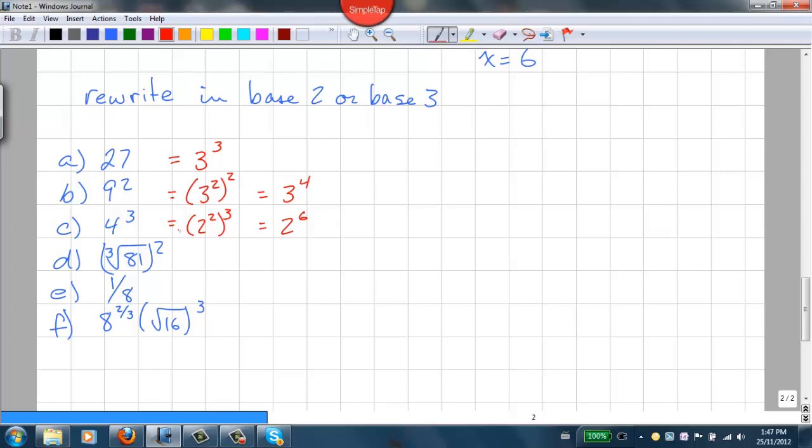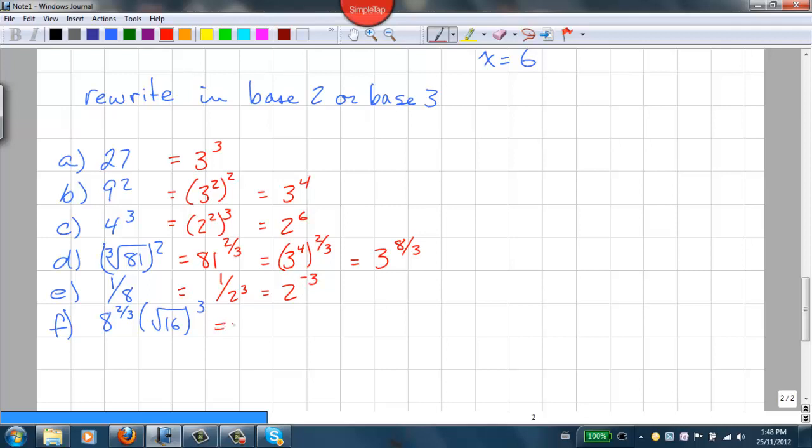The cube root of 81 squared. Well, there's a few exponent laws that we have to deal with here. First, let's just rewrite this as 81 to the 2/3, and then rewrite the 81 as a power of 3. So 81 is 3 times 3 is 9, 27, 81. So 81 is 3 to the power of 4, all to the power of 2/3. That means we get 3 to the 8/3. 1/8, that's 1 over 2 cubed, or 2 to the -3.